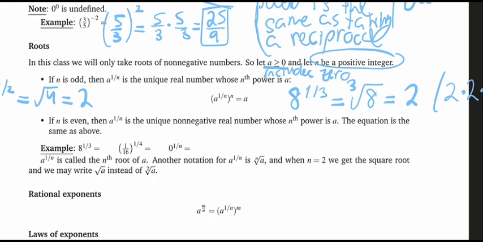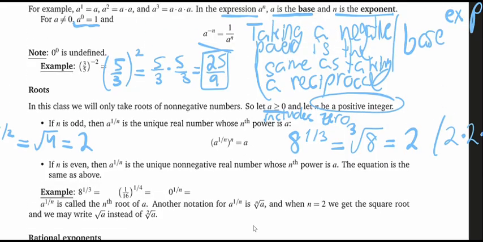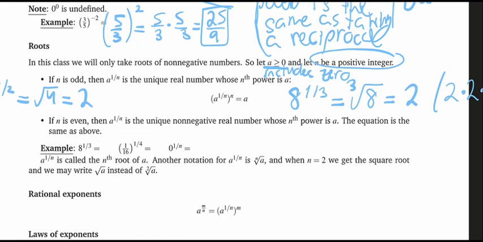So some people prefer the 1 over n. Some people prefer the square root or nth root notation. I will let you know that per the rules of this class, either is fine. It's up to you which to choose. A to the 1 over n is equal to the nth root of a, like this. Beautiful. And if n is even, then a to the 1 over n is going to be the unique non-negative real number whose nth power is a.